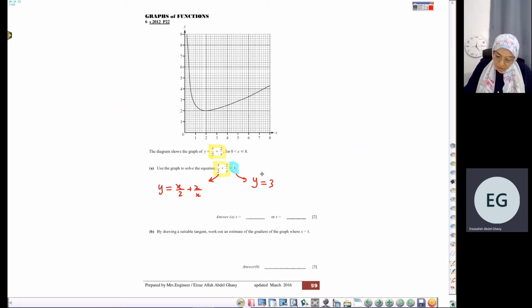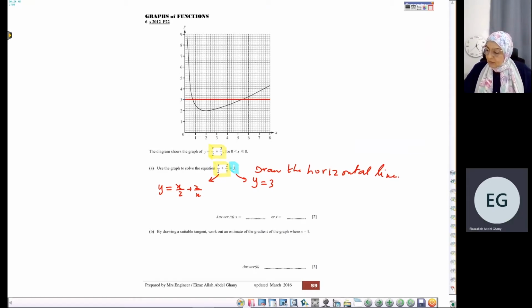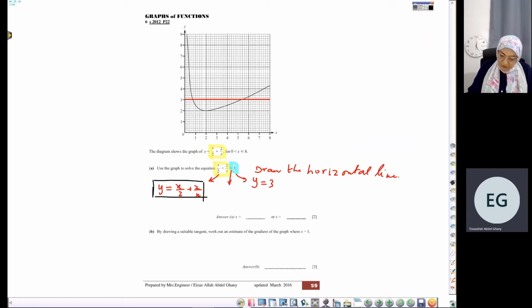So you have to draw the horizontal line y equals 3. When you draw this line, there is an equal sign between the two functions. This equal sign means a function and a function, and there is an equal in between. Where is this equal sign? This one. It means points of intersection. So a function, this one, and another function, y equals 3, and there is an equal between them. It means points of intersection.